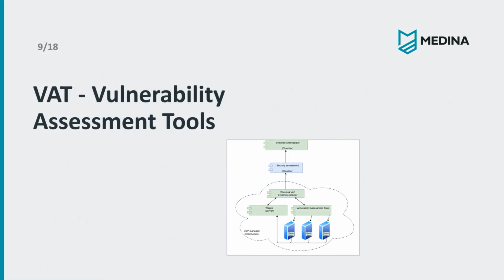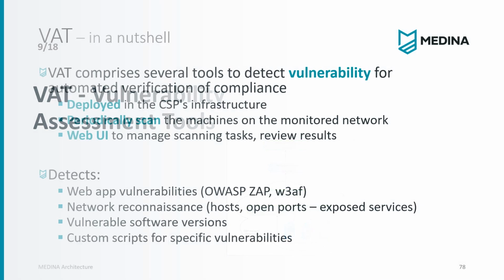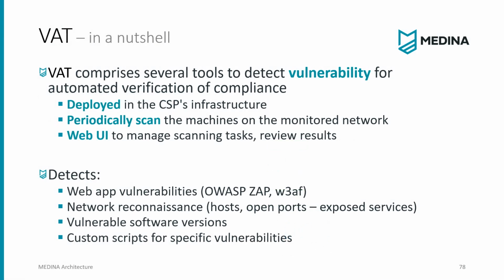VAT, Vulnerability Assessment Tools. VAT is a vulnerability scanning and detection framework, intended to be deployed in the CSP's infrastructure to periodically scan the machines on the monitored network. VAT uses several tools to detect vulnerabilities such as web vulnerabilities, network reconnaissance, vulnerable software, and other specific vulnerabilities based on custom scripts.